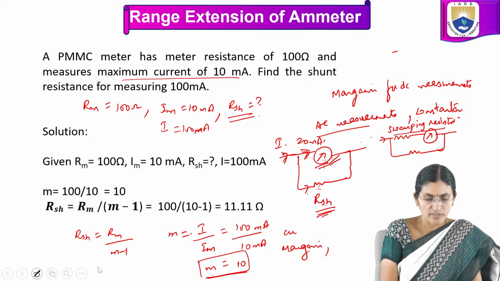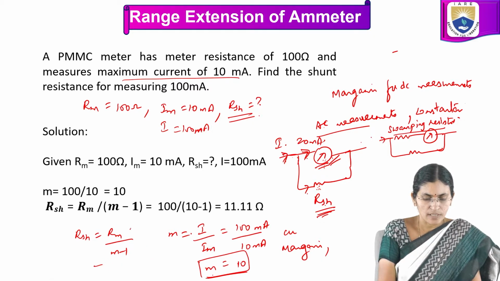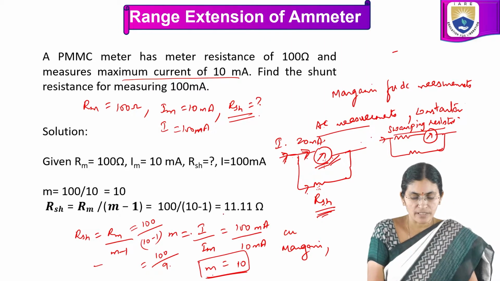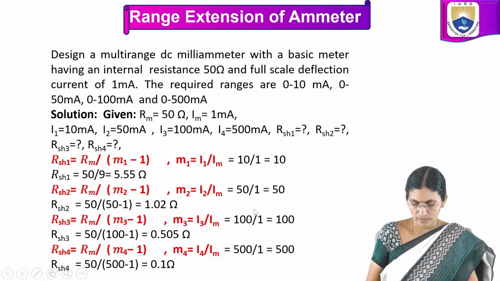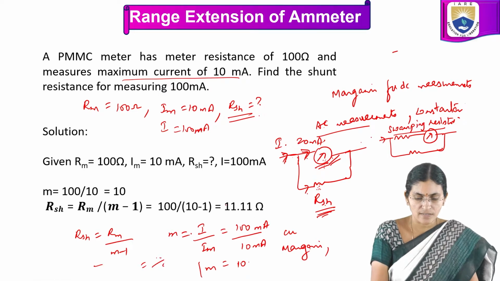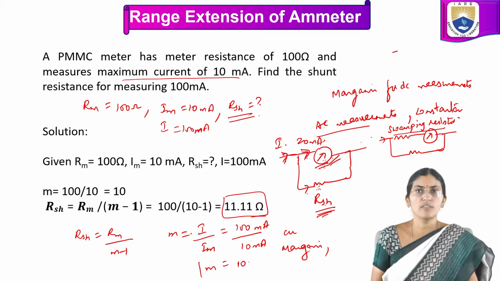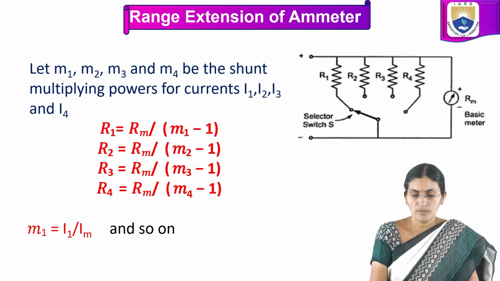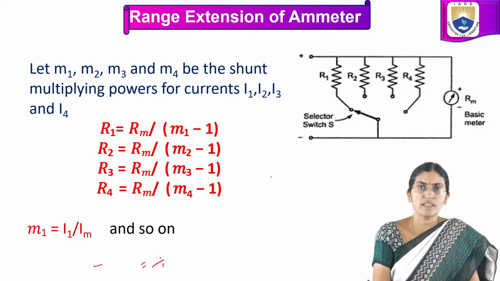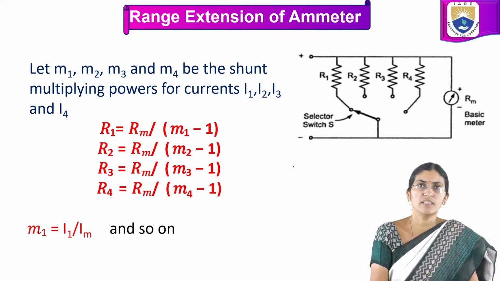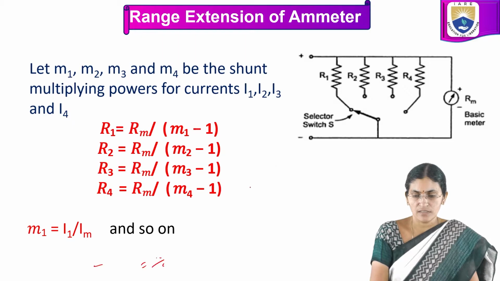So we can substitute in this formula. Rm is equal to 100, divided by 10 minus 1, which is equal to 100 by 9. So 100 by 9 is equal to 11.11. So this is the answer. The resistance which we need to connect is 11.11, so this is the value of the shunt resistance. Till now we have seen the case of extending the ammeter range to a single value.